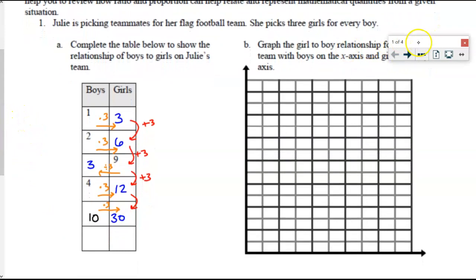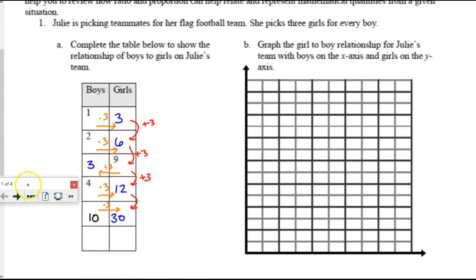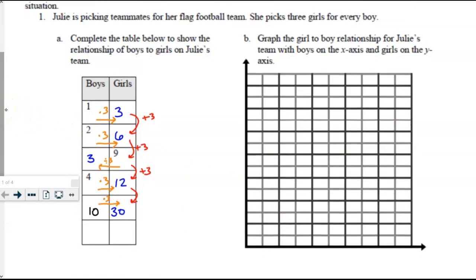Let's graph that relationship. In order to graph, we need to have a quick conversation. This is an area where students struggle. We need to make sure that we have labels, and we need to make sure that we have a scale. Here's what I mean by that. We're talking about the number of boys and the number of girls. So you might remember that the first column is always going to be what?